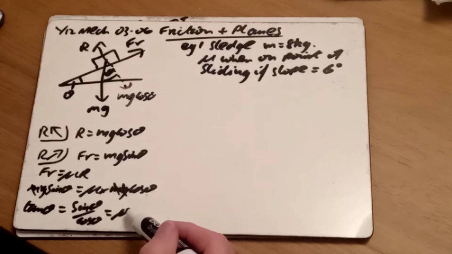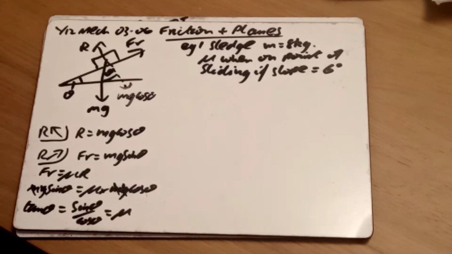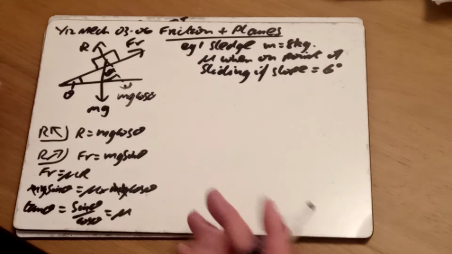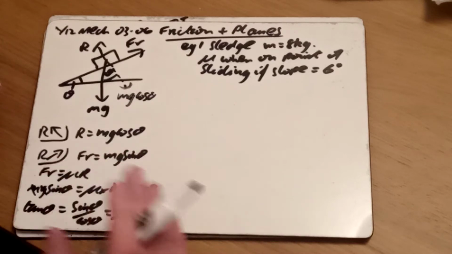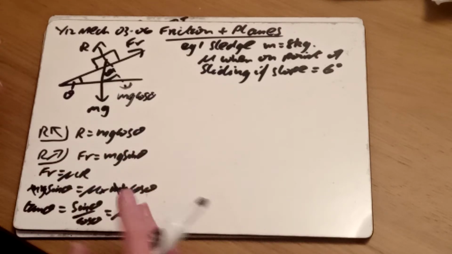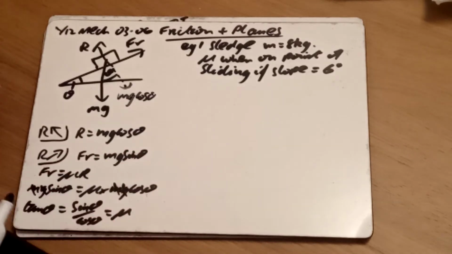So if mu, for example, is 0.2, shift tan 0.2, the maximum angle will be 11.3 degrees. Anything less than that, we're going nowhere. Anything steeper than 11.3, we're definitely in motion. Bang on 11.3 degrees, the thing is in limiting equilibrium.